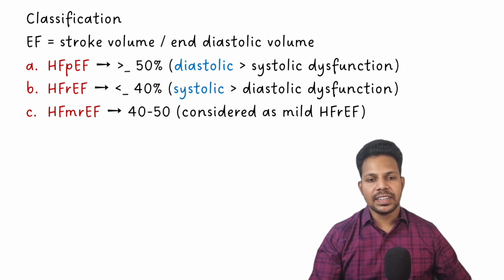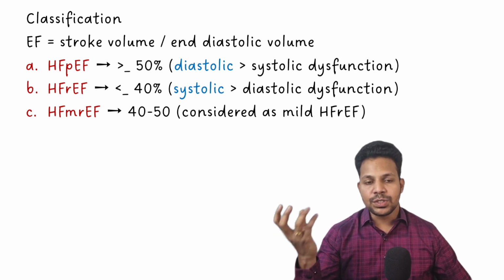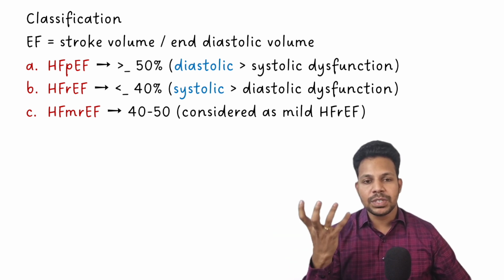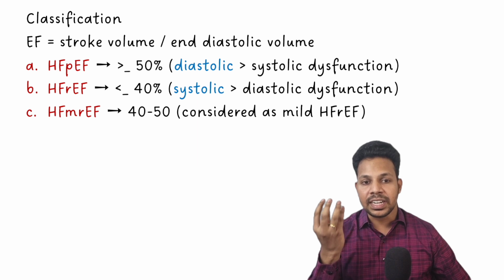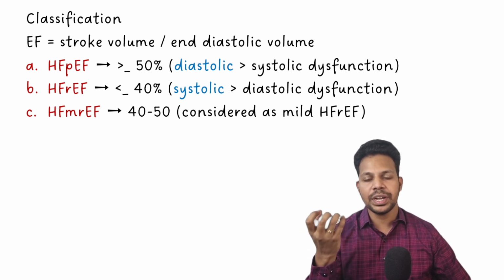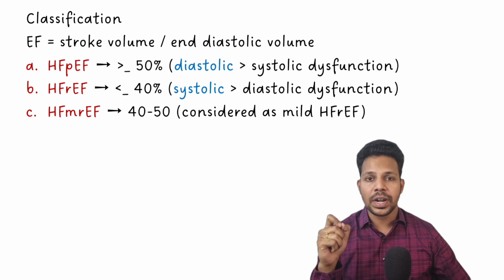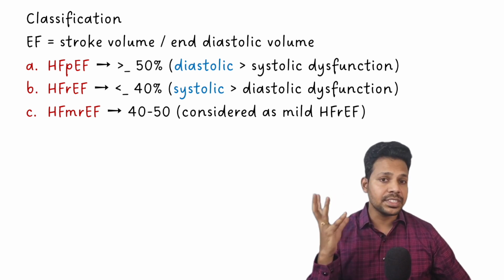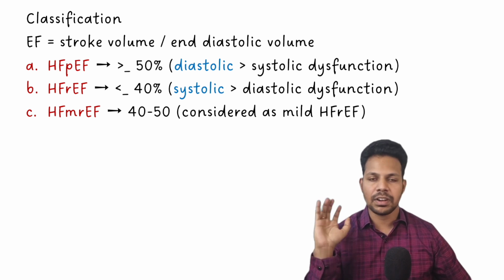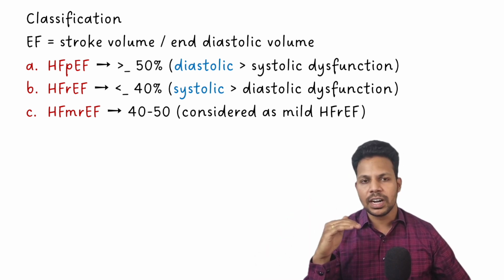Okay, and as you can see, if you saw in the previous image as well, when the patient was having a restrictive cardiomyopathy, there was diastolic dysfunction. So in heart failure with preserved ejection fraction, diastolic dysfunction is more prominent than the systolic dysfunction, whereas in heart failure with reduced ejection fraction, systolic dysfunction is more prominent than the diastolic dysfunction. The same applies for the heart failure with mid-range ejection fraction as well.